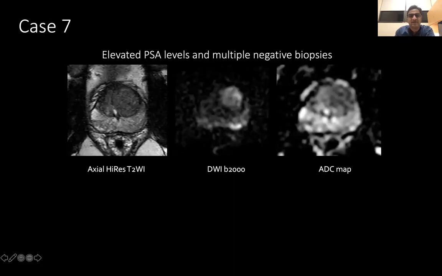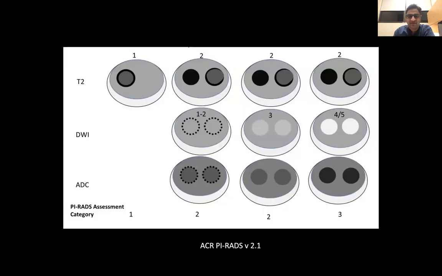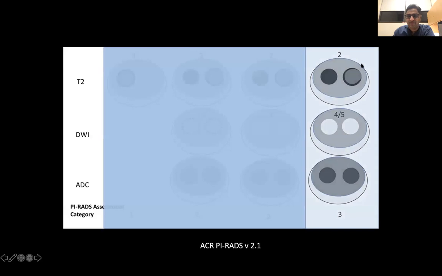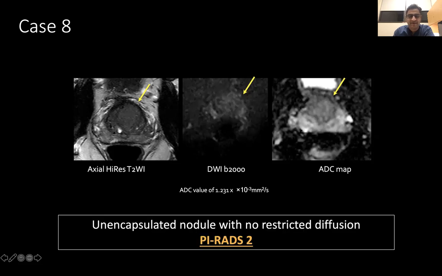And as we see here, this is a patient with elevated PSA levels and multiple negative biopsies. Here we can see that there is an unencapsulated nodule in the transition zone, and there is a marked corresponding restricted diffusion. Based on this, this is the path that the patient went through: unencapsulated nodule and a marked restricted diffusion went up to PI-RADS 3. So similar abnormality, very identical looking, but definitely a different patient. Here we can see that this is an encapsulated nodule, no restricted diffusion, and so this patient remains at a PI-RADS category 2.